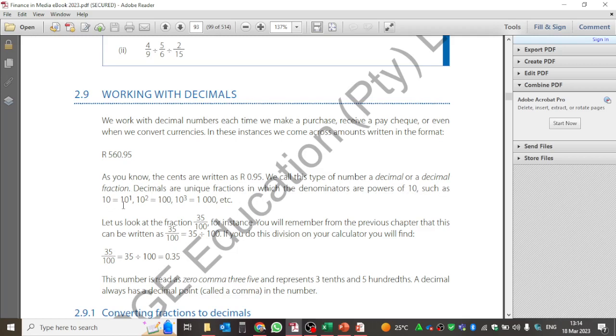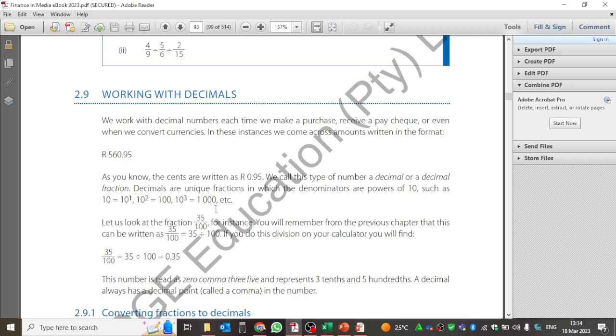10 is equal to 10 to the power of 1, 10 squared is 100, and 10 cubed is equal to 1000. Continuing forward, 10 to the power of 4 would be 10,000, and it just continues like that.